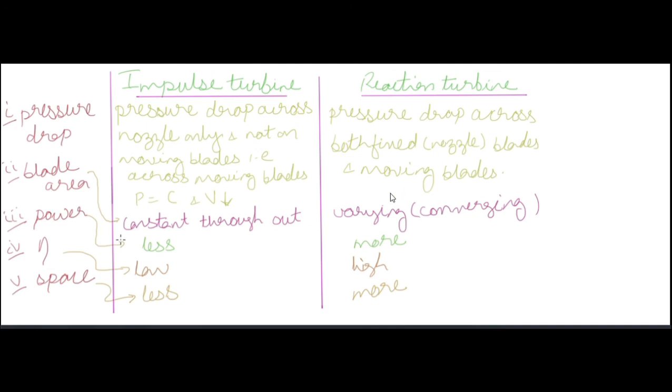Efficiency is low for an impulse turbine because power output is low, and power output is more for a reaction turbine, hence efficiency is also more for a reaction turbine. The space required for an impulse turbine is less and the space required for a reaction turbine is more. Okay, so thank you.